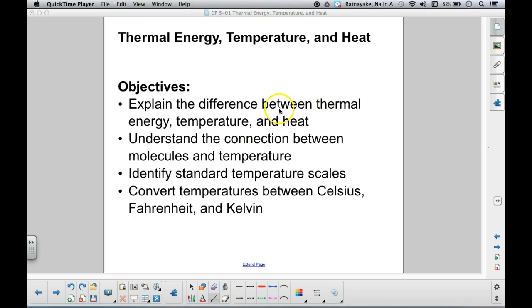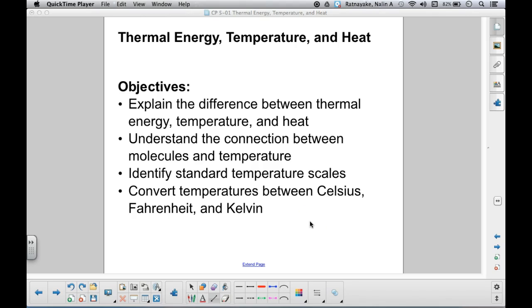So our objective: the difference between thermal energy, temperature, and heat. You should be able to understand the connection between molecules and temperature. Again, motion of these molecules results in a higher temperature. And identifying standard temperature scales. How do we measure temperature? In Celsius, Fahrenheit, and Kelvin.